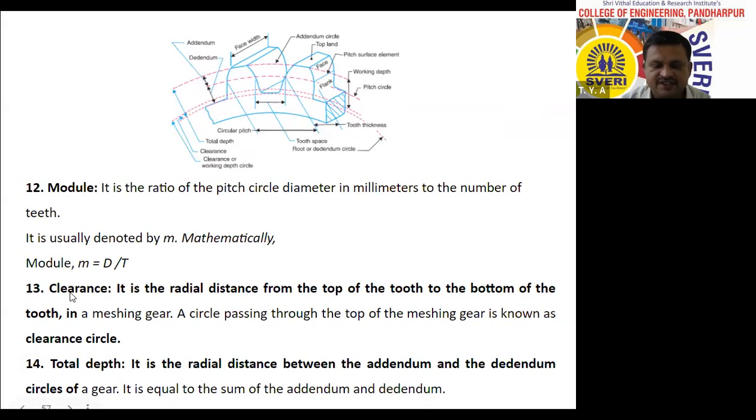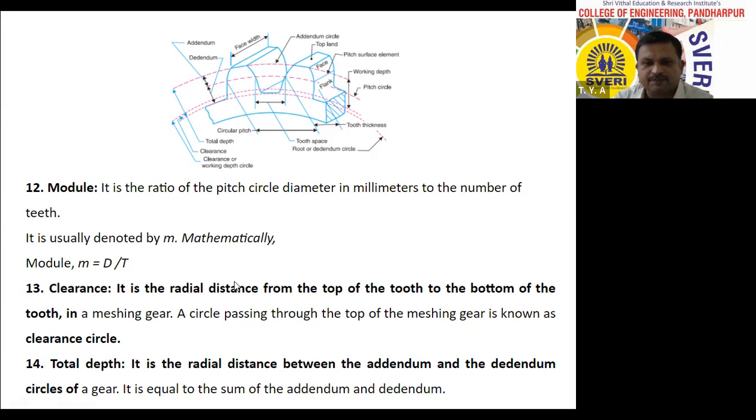Now, next is clearance. It is the radial distance from the top of the tooth to the bottom of the tooth in a meshing gear. A circle passing through the top of the meshing gear is known as clearance circle. If two gears are in contact with each other like this, suppose these upper fingers are the top of the teeth and the lower fingers are the bottom of the teeth. This space you are observing is known as clearance.